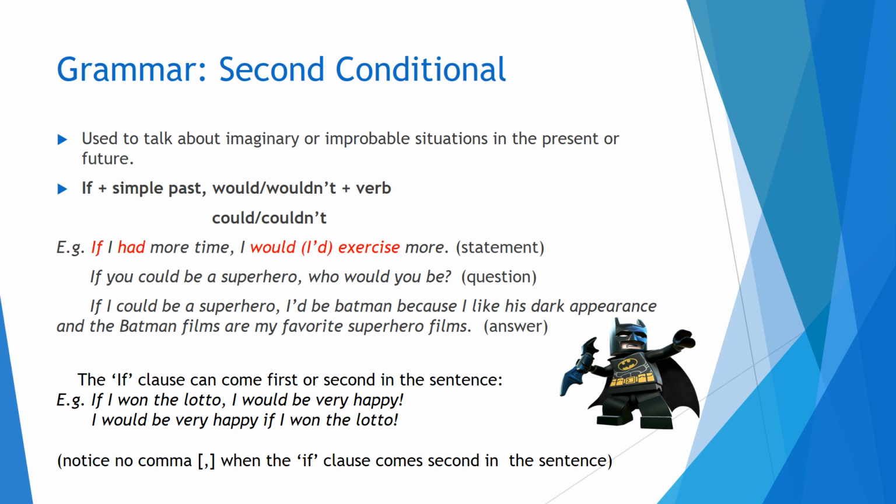And just notice there's no comma if you're going to use the if clause in the second part of the sentence. This is just for writing. When you're writing these sentences, you don't need a comma if you're going to put the if part at the end of the sentence. Okay, so just make sure you understand this grammar point and why we use it. It's used to describe imaginary or improbable situations.